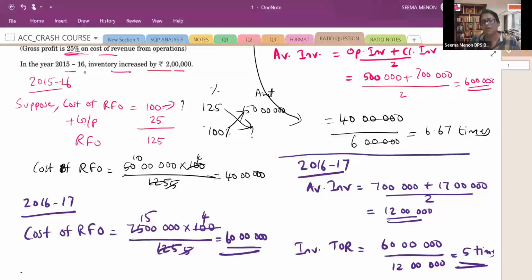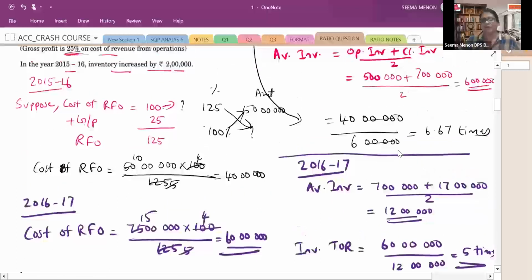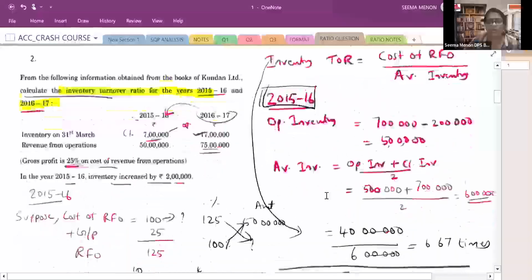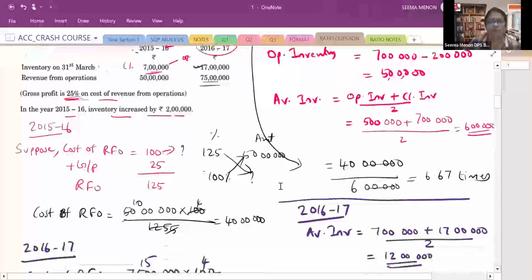Which year is better? Last year it was 6.67 times. Now it is 5 times. So the last year, that is 2015-16, is better. There the inventory is turned into sales at an increased frequency level. I hope you are able to understand this. You can go through. If any doubt, please clarify this. Learn the formula properly.